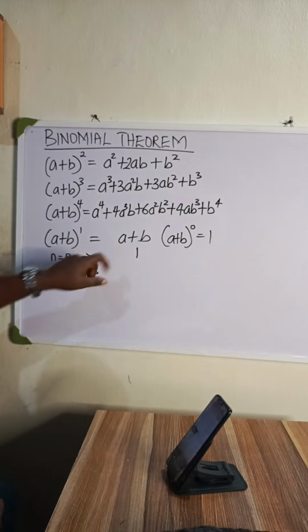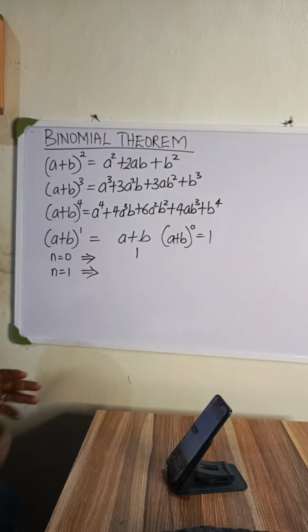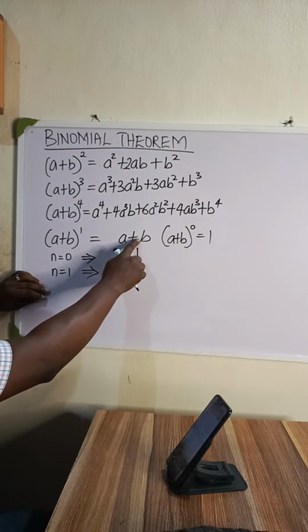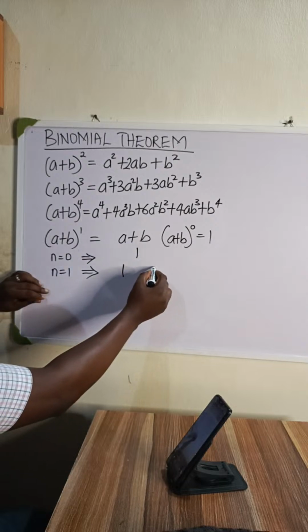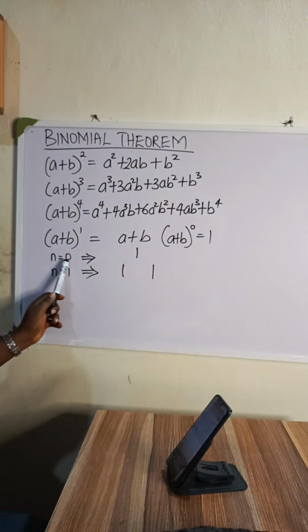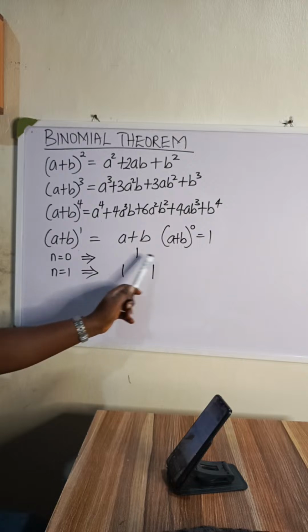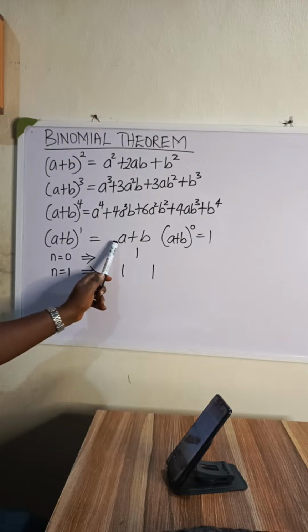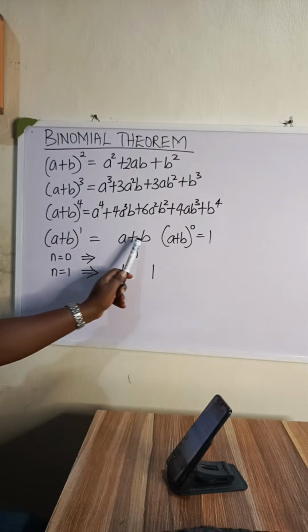The number in front of a, since there's no number in front of a, we know that the number is an invisible 1. So the coefficient of a is 1. The coefficient of b, since there is no number, is also 1. So when the exponent is 0, we have only one coefficient, which is 1. When n is equal to 1, we have two coefficients, and they are both 1, 1.